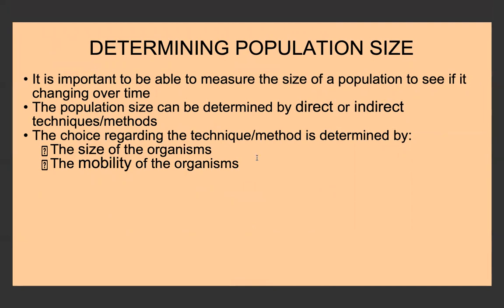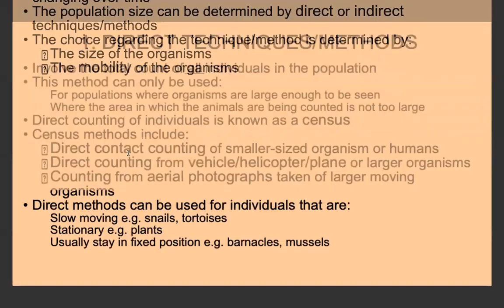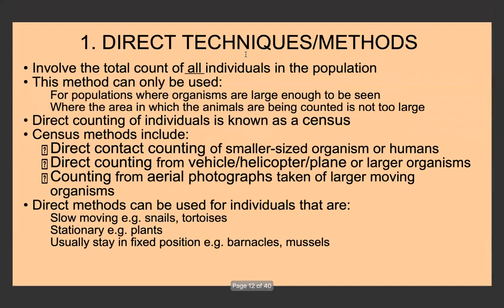When you determine population size, they'll often ask you in an exam to use a technique to determine the size of a population. It can be determined by direct or indirect methods. The choice regarding the method is determined by the size of the organisms and the mobility of the organisms. So a direct method would literally just be counting all the individuals in the population. It's only used where the organisms are large enough to be seen very clearly and where the area in which the animals are being counted is not too large. The animals need to be preferably slow moving or stationary, and they usually need to stay in a fixed position.